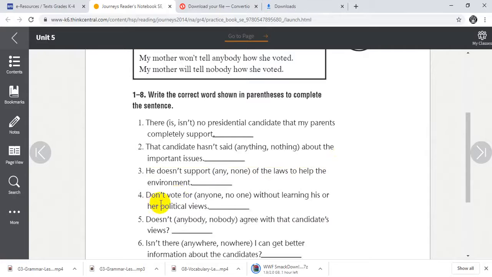Number 4, don't vote for anyone, no one, without learning his or her political views. Don't, right? A negative. So we're going to choose anyone because no one is another negative. So the correct answer is anyone. Okay? Great job. Number 5, doesn't. Doesn't. Not, does not, negative. Anybody or nobody agree with that candidate's views. We're going to choose anybody because nobody is negative. So the correct answer is anybody.